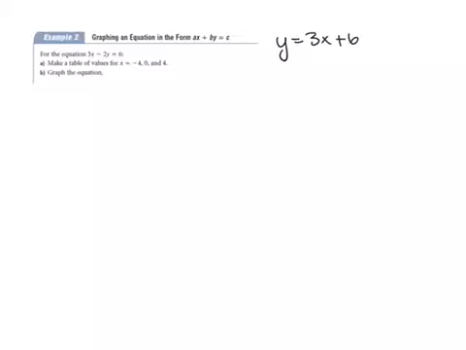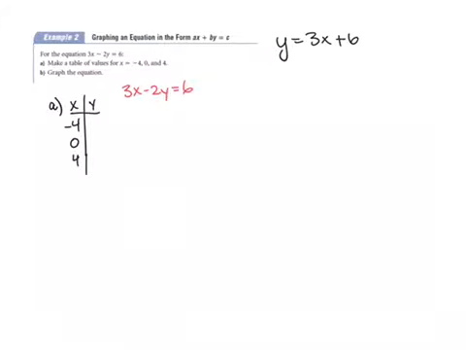There's a way that connects to last unit, and then there's a way that, if you weren't strong on last unit and you want to forget about that, you can still do it without doing that. So the first question, and I'll show you the first way, says make a table of values for x, so when x is equal to -4, 0, and 4. So we have a table of values, x and y, and it tells us to do when x is -4, 0, and 4.